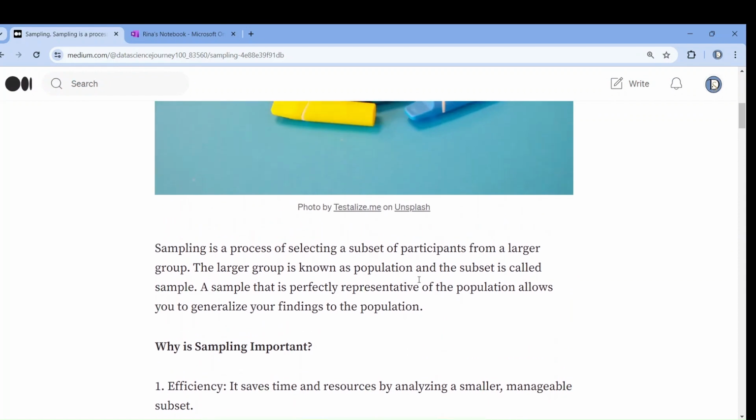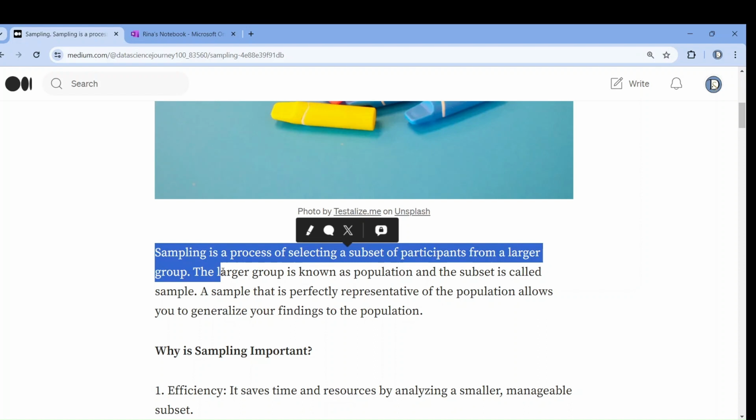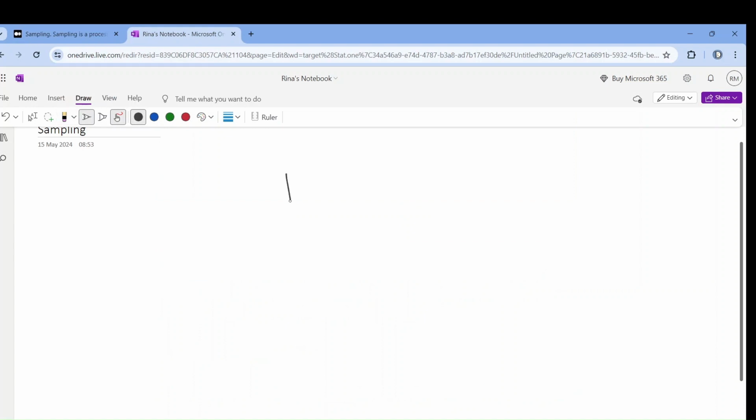Okay. Now let's start. What is sampling? Sampling is a process of selecting a subset of participants from a larger group. What does it mean? Suppose I'll give you an example. Like in your class, you have total 100 students. Okay. Now the inspector comes and he wants to know how the class performs. Now what he can do? He can ask everyone or he can select some people and ask them. Then he will be able to understand that averagely how it performs.